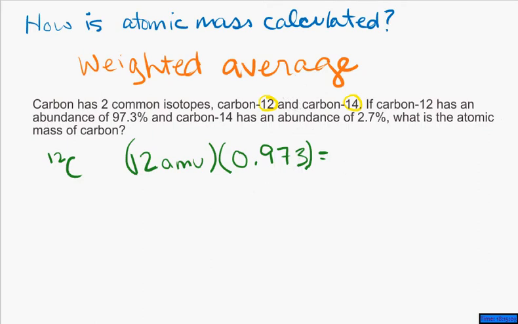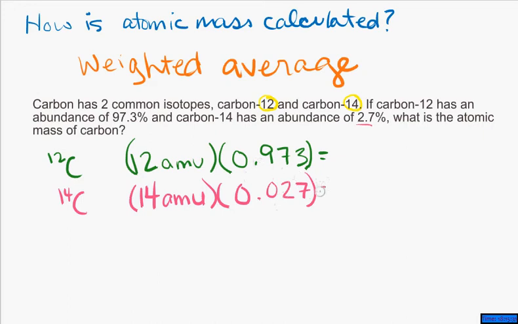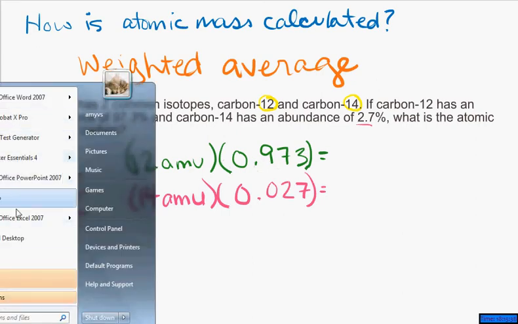I'm going to do the same thing with carbon-14. So for my carbon-14, my mass number is 14. I have 14 AMU for each one. And the abundance here is 2.7%, so 0.027. Together, these would add up to 1, or 100%. So I'm going to go ahead and do that math. For that, I'm going to need a calculator. Let's get out my calculator.